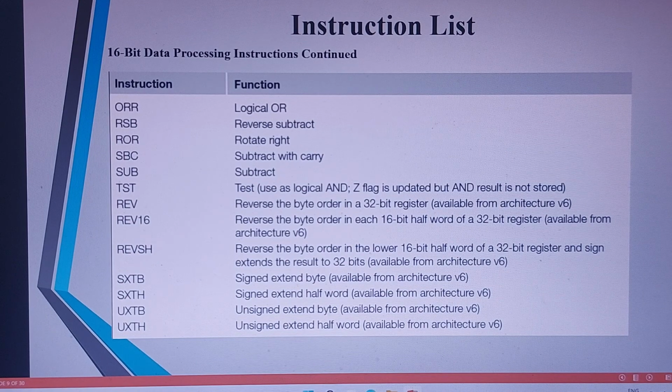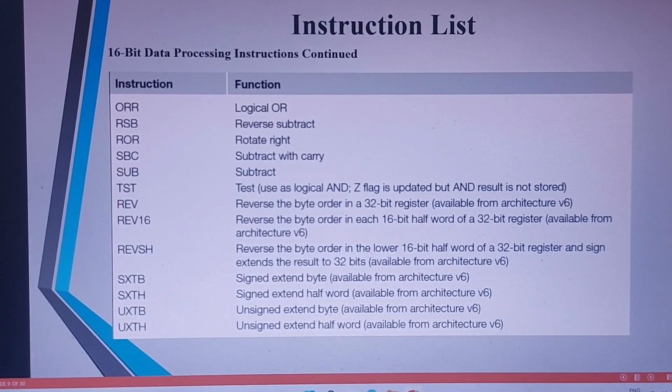Then we have another instruction, the test instruction, used as an AND operation, and the zero flag is updated. Whether all the bits of the result are zeros or ones will be checked. So the zero flag will be updated, but whatever the operation performed, that result will not be stored.